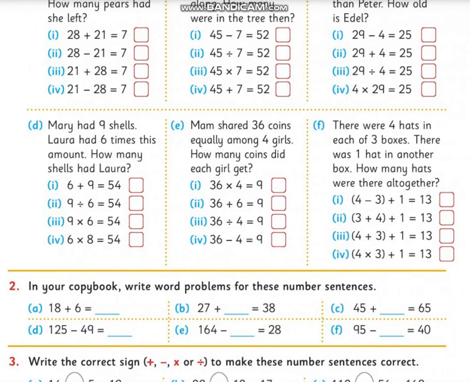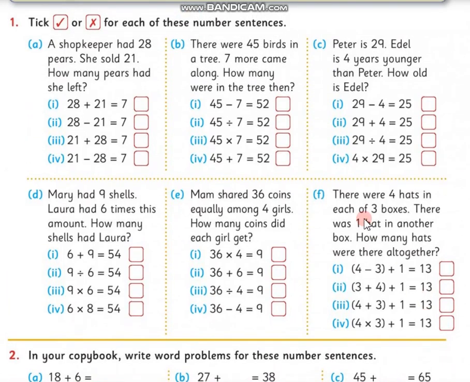Now in the final one down here, it tells us there were 4 hats in each box. There was 1 hat in another box. How many hats were there altogether? So we have a 2-step problem there almost. Okay, so we know that there were 4 hats in 3 boxes. So we could add up 4 plus 4 plus 4, but repeated addition, remember, is also called multiplication.